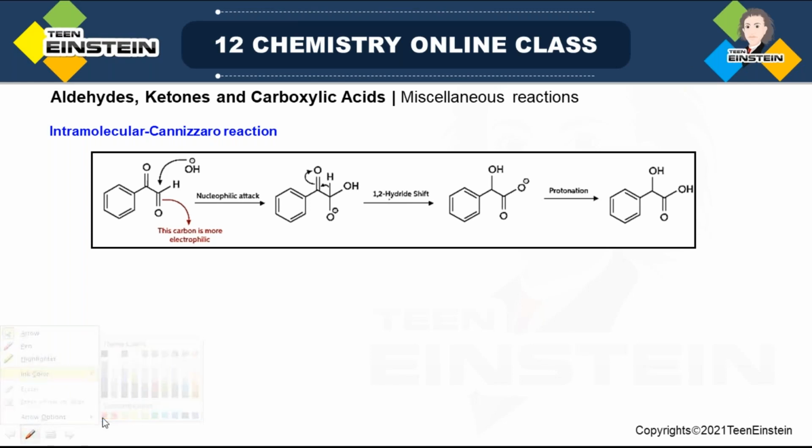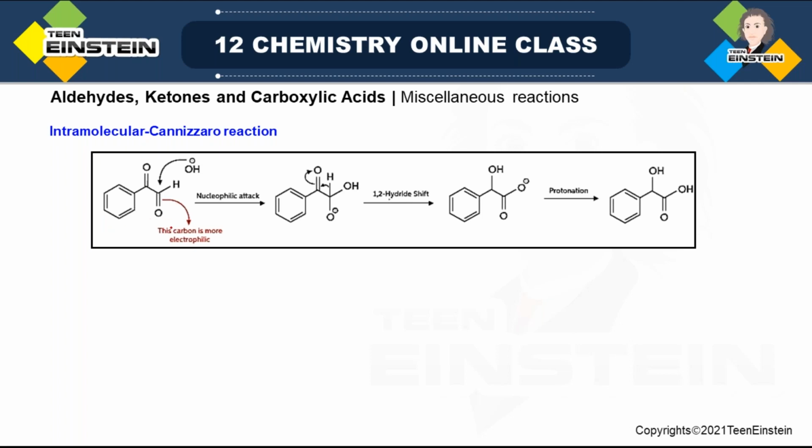Hello everyone, last day we started miscellaneous reactions, and under this category the first reaction is the Cannizzaro reaction, that is started, but the intermolecular version we have seen. Now some more miscellaneous reactions will be discussed and also related problems. Intramolecular, when we say that, means the two carbonyl groups that are required in Cannizzaro reaction both will be present in the same molecule. So here we have taken this example, Ph, then CO, then CHO.